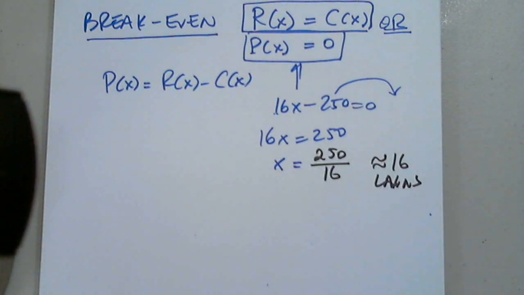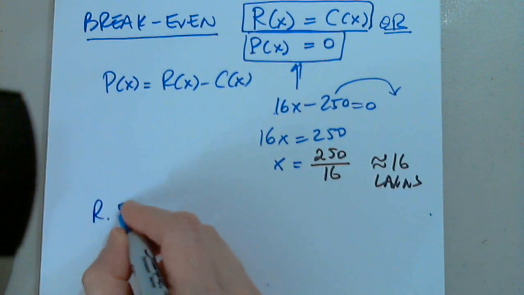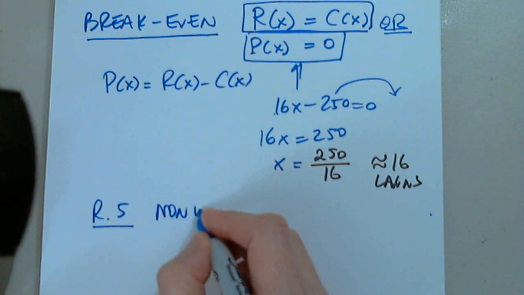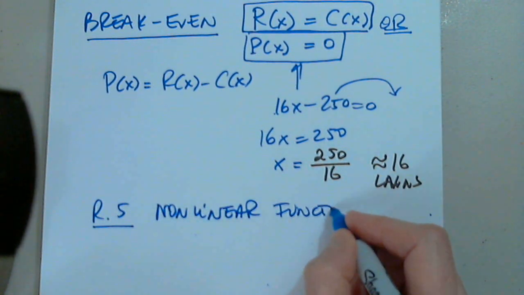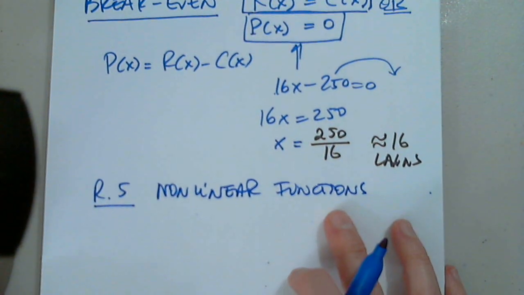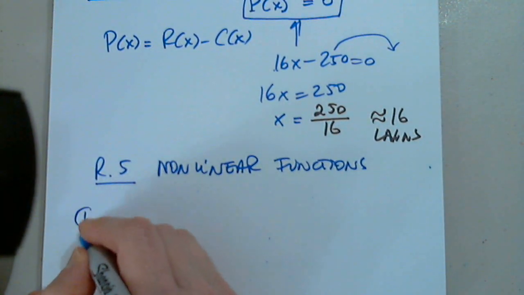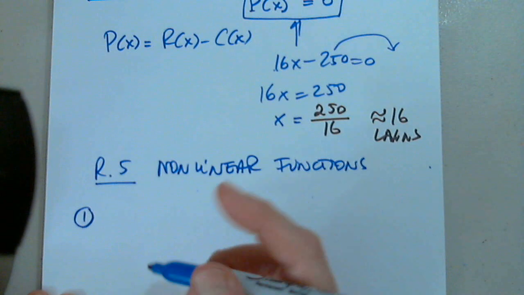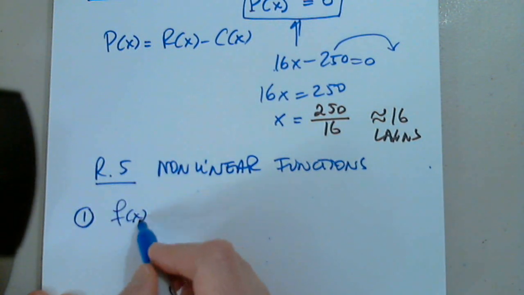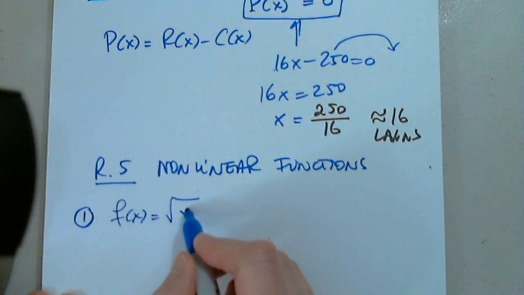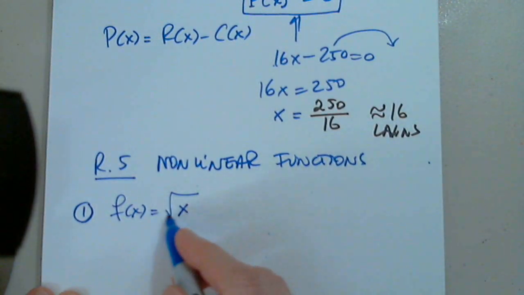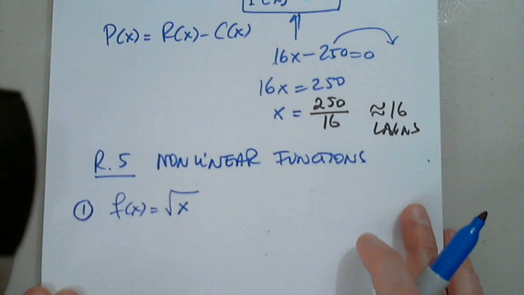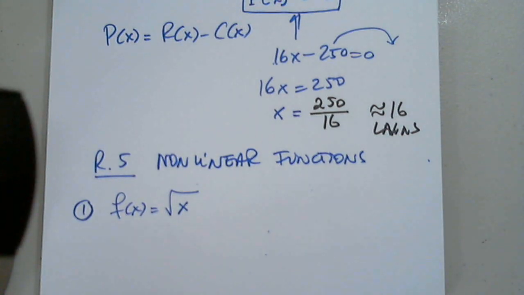Linear functions. So last one, R.5, non-linear functions. So here's one that we already looked at, f of x equals the square root of x. Can anyone tell us how to find the domain of this function? We had 2 examples last time.